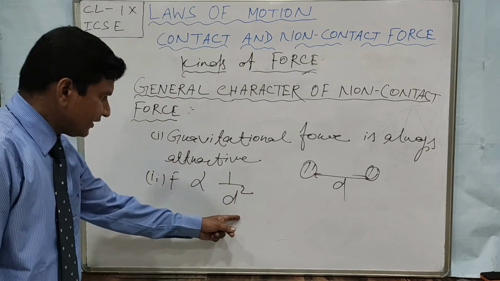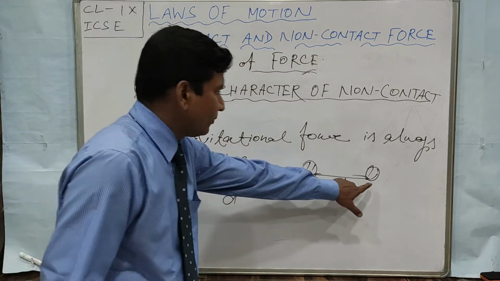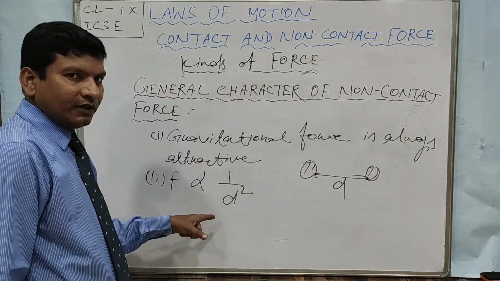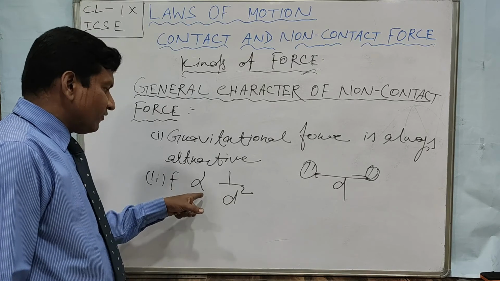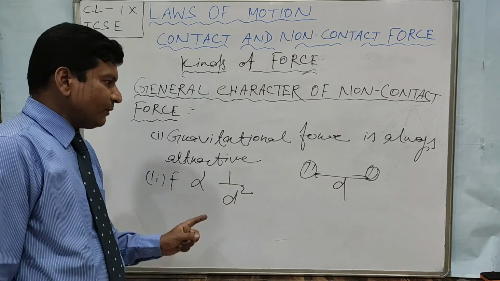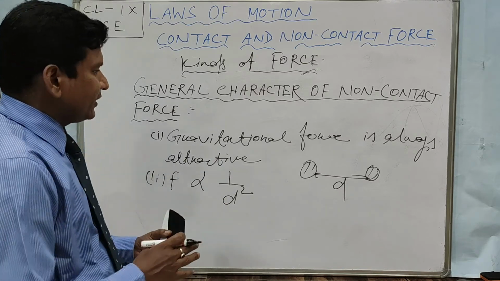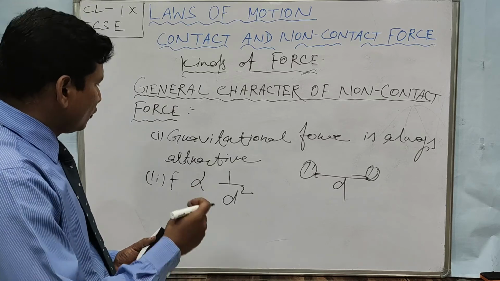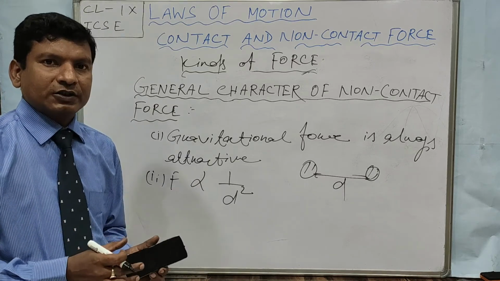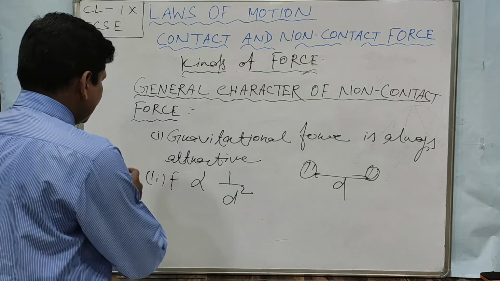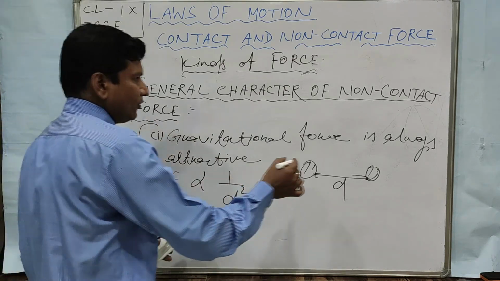And how does it decrease? If the distance between two bodies increases, how does the force decrease? It is not decreasing directly. It is not decreasing inversely even. It is decreasing as 1 by d square. That means if the distance between two bodies becomes double, then the force of attraction between the two bodies becomes 1/4. So in this way the force is decreasing. So these are the two general characteristics that you have to learn.